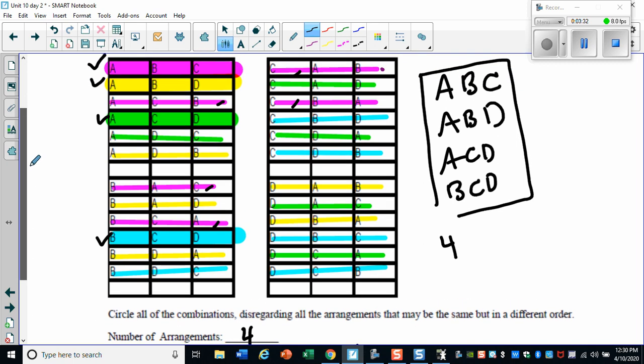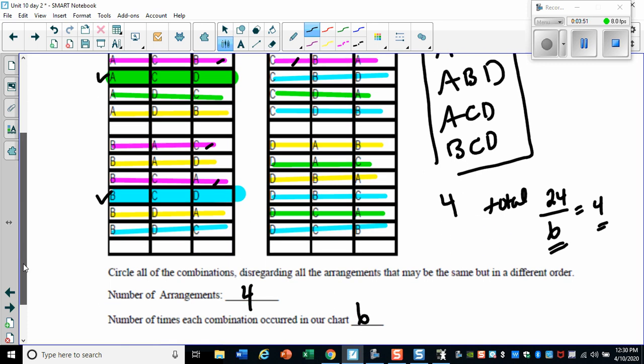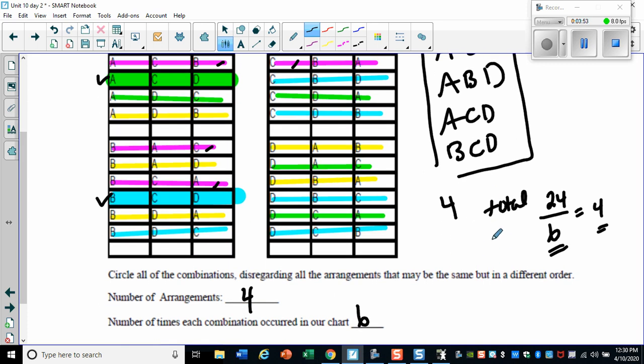So let's think about this for a second. From our previous example, there was a total of 24 different combinations. So we had a total of 24. What did we divide by? We divided by 6 to get 4. So the top was my total. The 6 represents, if you notice down here, the number of times it occurs.